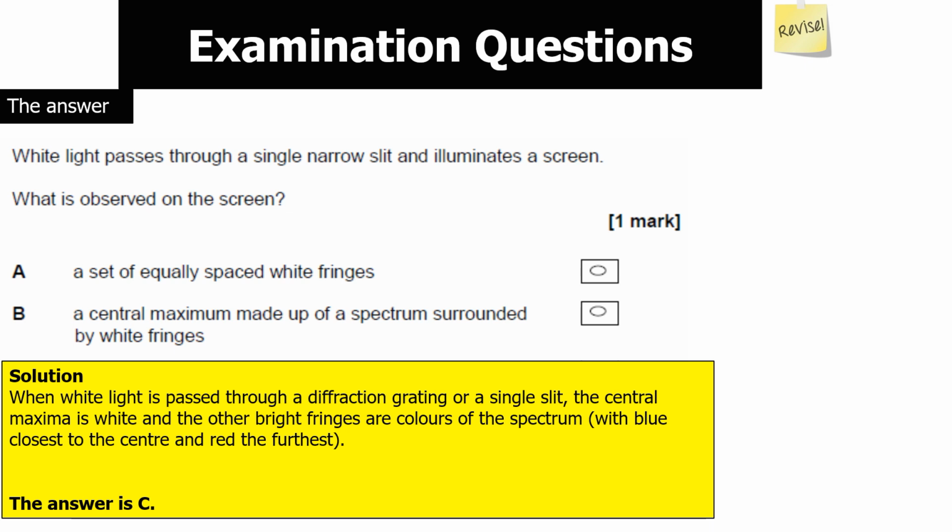slit, the central maxima is white because there's going to be no path difference there, and the other bright fringes are the colours of the spectrum. Now this occurs because they all diffract slightly differently, so will form at different positions. The longer the wavelength, the more the diffraction, so blue will be closest to the centre and red will be the furthest. So our answer is C.